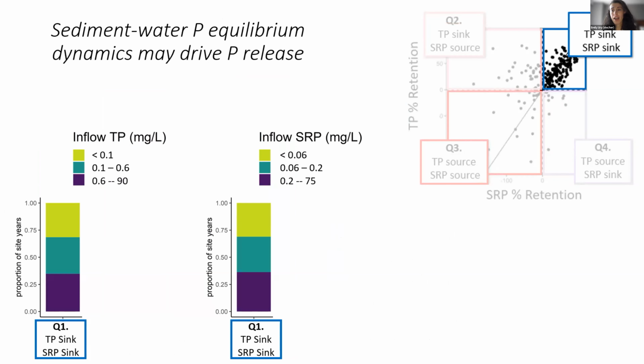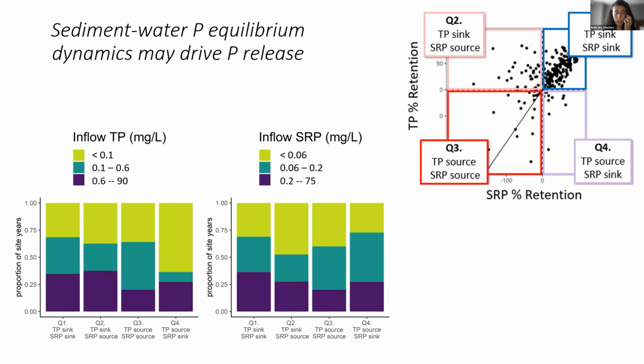The next and final driver I want to discuss is the concentration of phosphorus at the inlet. The theory here being that at low concentrations of phosphorus, we might see phosphorus source behavior due to equilibrium interactions between the sediment and the overlying water. And in fact, when you look at those source behaving wetlands, you do see somewhat of a trend for the lower influent phosphorus concentrations leading to more source behavior.